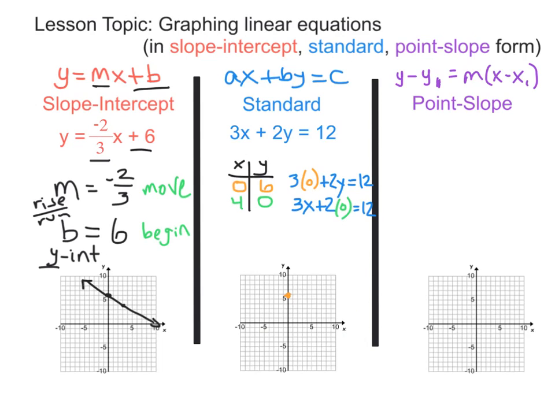So there's 0, 6. Remember, you don't want it over here because that is 6, 0. All right, our second point is 4, 0. So when x is 4, y is 0. That's called our x-intercept. We'll put that right there. And now that we have 2 points that we know are on the line, we can draw the line.